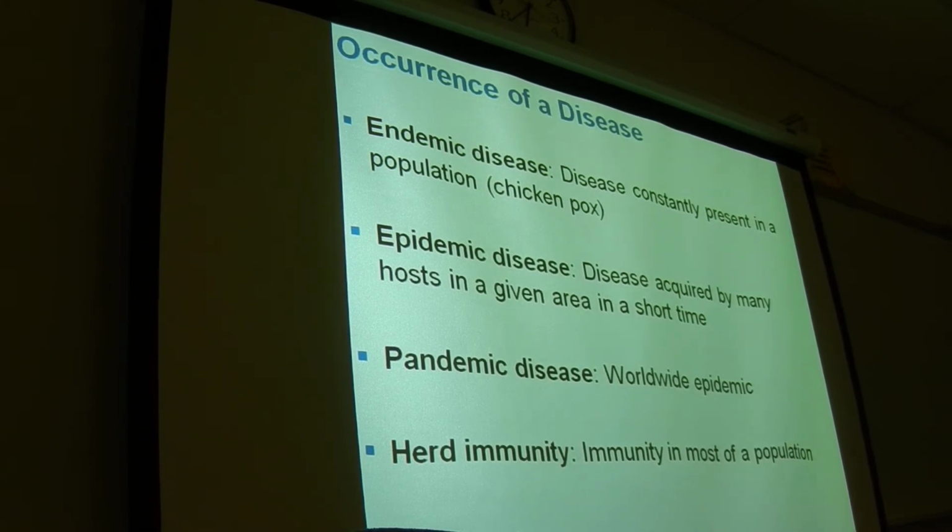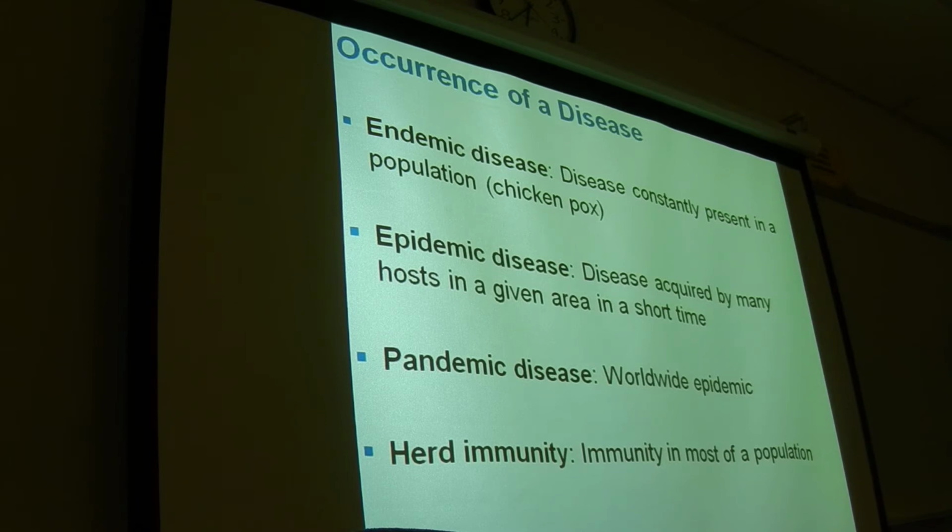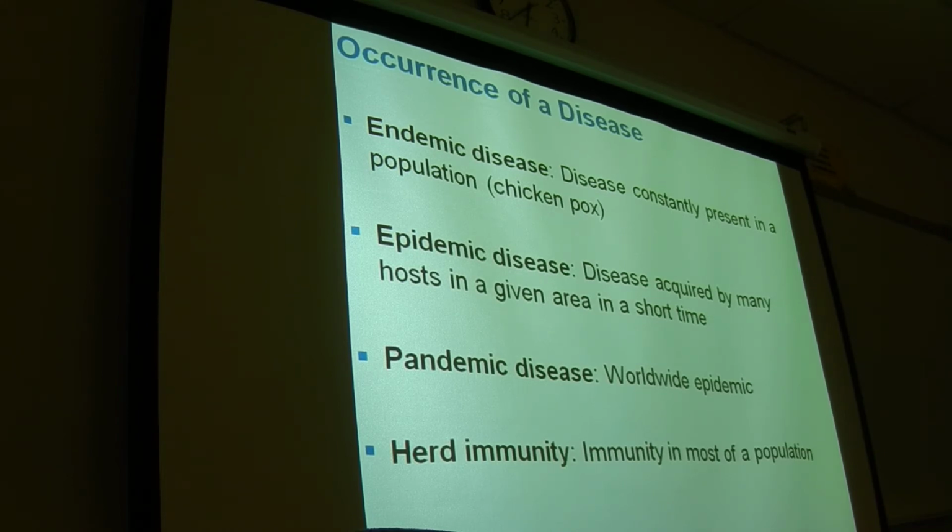Okay. An epidemic disease is a disease that's acquired by many hosts in a given area in a short time. So again, that'd be something that typically is a little bit out of character. So if we had a flu, I don't know the right number, let's say typically 10 million people get the flu every winter, and for whatever year, this year 100 million people got it, that would be an epidemic because it's acquired by many more people than you would usually see in a given time.